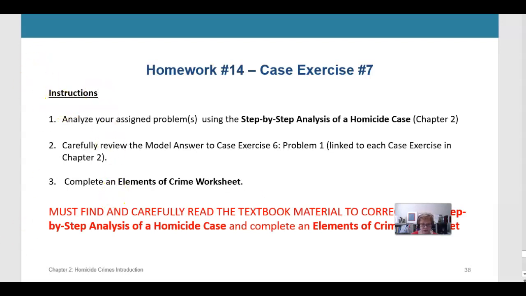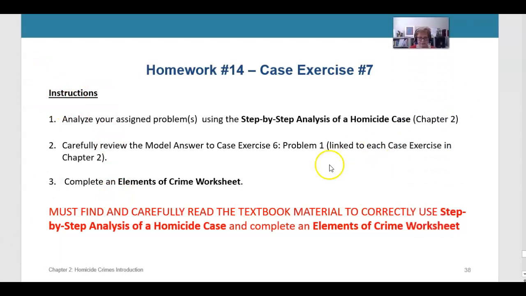Okay, so the instructions in case exercise 7, which is homework number 14, which is what you're going to do next, is the same. Follow the step-by-step analysis, complete it, analyze it. Review the model answer that I just went over with you, which you will find embedded in the assignments for homework 14, 15, 17, and 18. And make sure that you read, because if you don't read, you're not going to find the supporting evidence that you need.